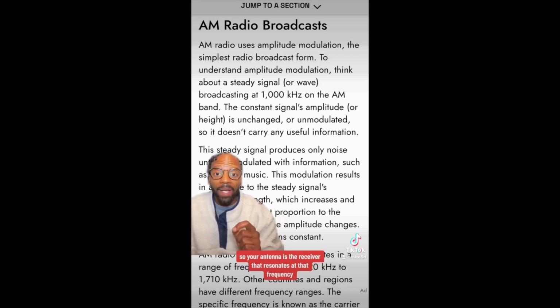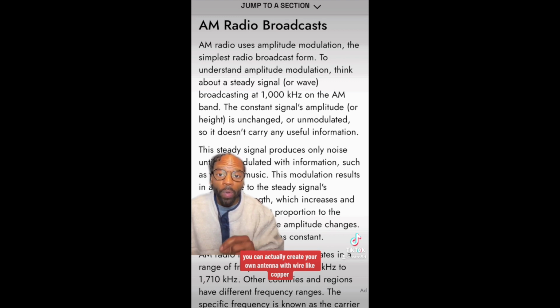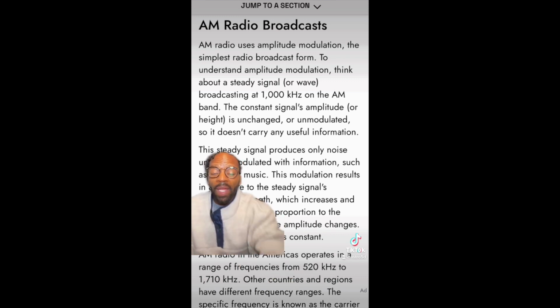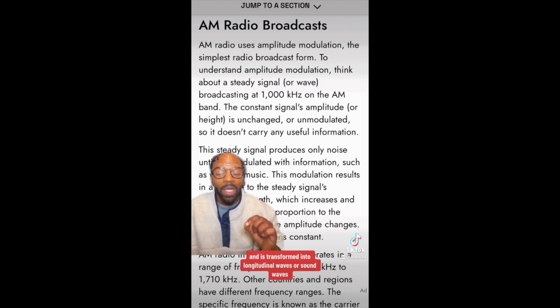So your antenna is the receiver that resonates at that frequency. Let's call this frequency resonance. You can actually create your own antenna with wire, like copper. The antenna generates its own electromagnetic current that corresponds to the signal you are tuned into. Your speaker then reads the signal as volts and it is transformed into longitudinal waves or sound waves.